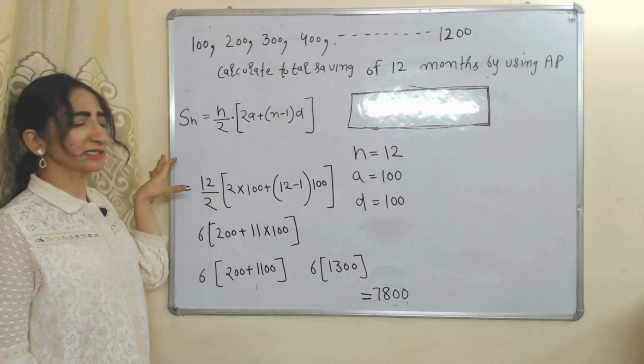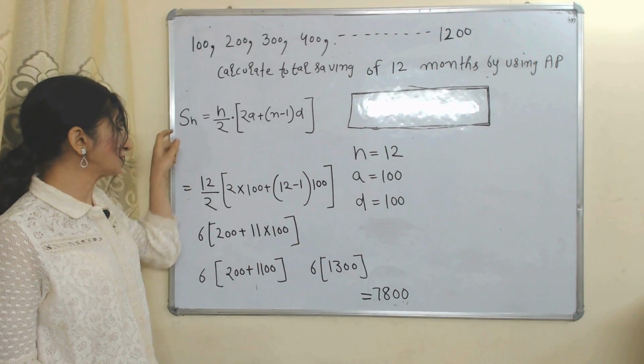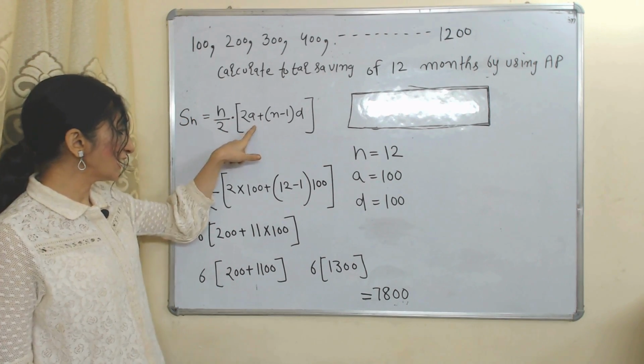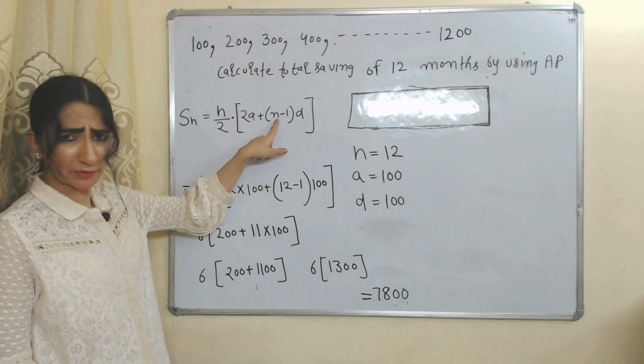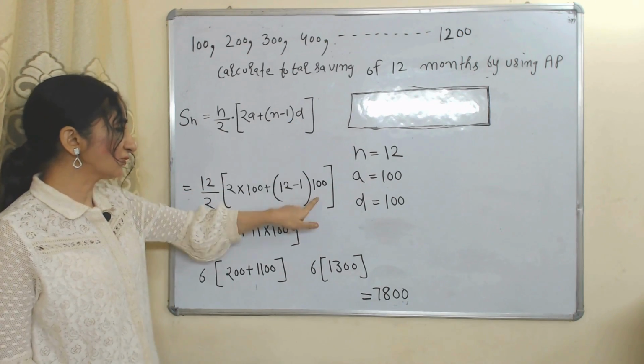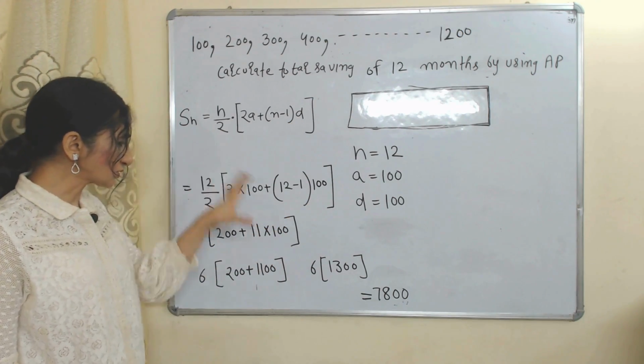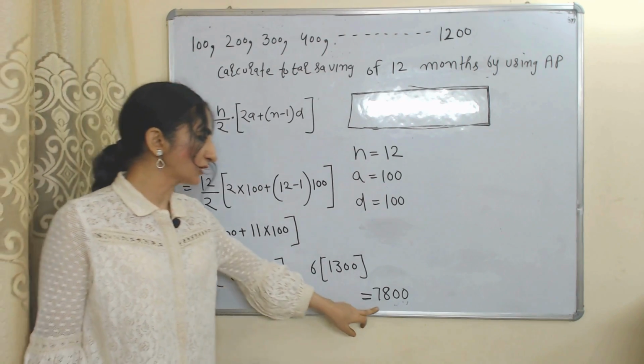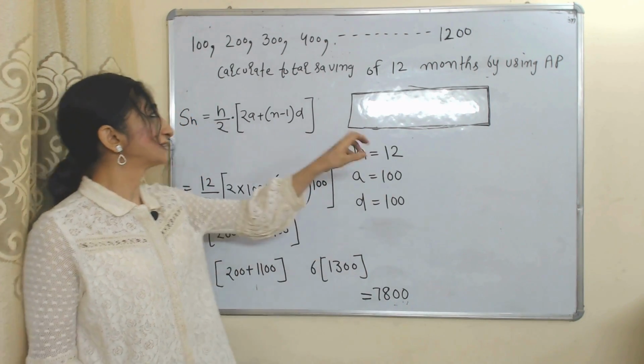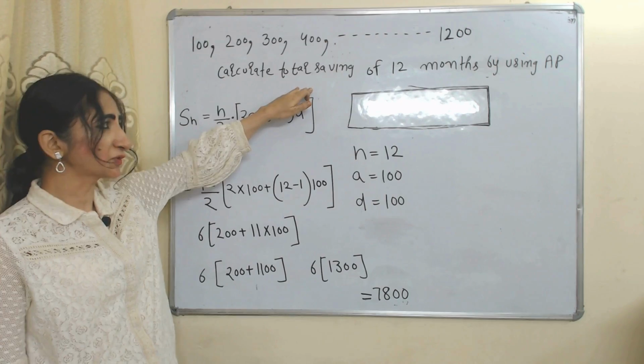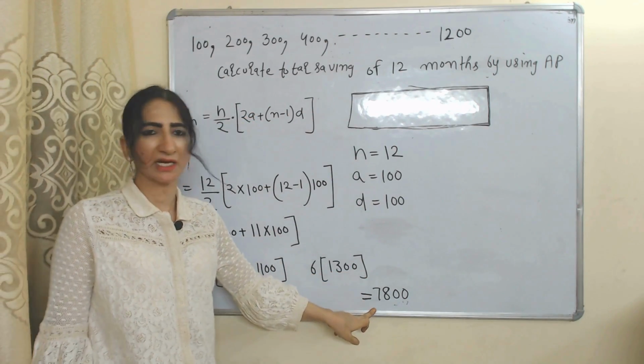So here you can see now we have put in all these values. n equal to 12, a equal to 100, again we have put n equal to 12, d equal to 100, and when we solve this, it will become equal to 7800. That means the total saving of 12 months is equal to 7800.